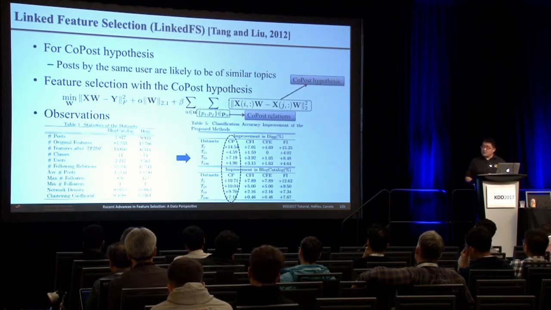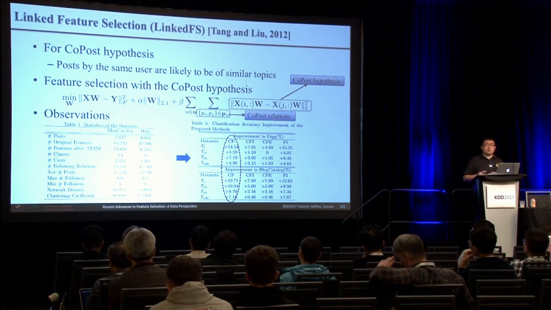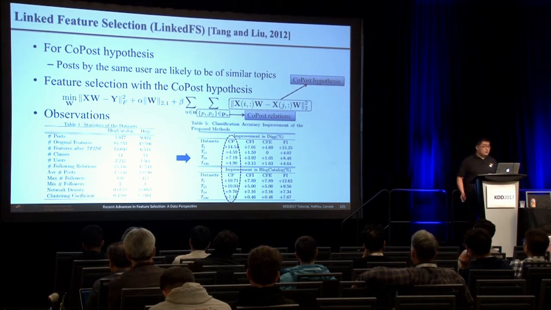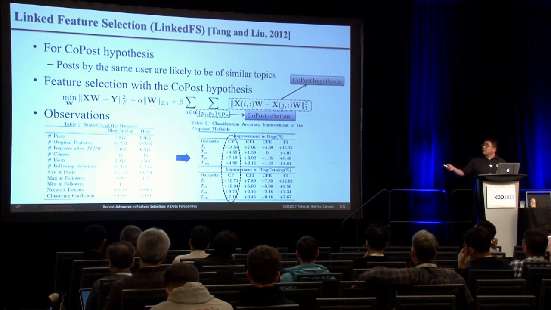And here we focus on the CoPost relation. The basic hypothesis is that the posts by the same user are more likely to be of similar topics, so basically their labels should be similar to each other. Therefore, they try to incorporate such a CoPost hypothesis into the basic feature selection framework. From the third term, we can see that for each user u, if he has two posts, pi and pj, we will make the labels of these two posts close to each other.